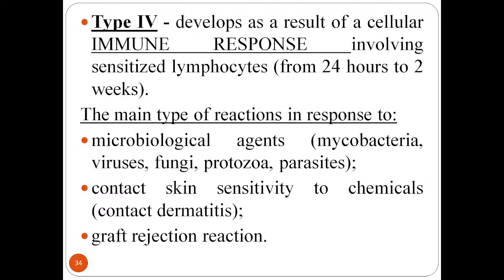Next, type number 4. It develops as a result of cellular immune response involving sensitized lymphocytes, from 24 hours to 2 weeks.